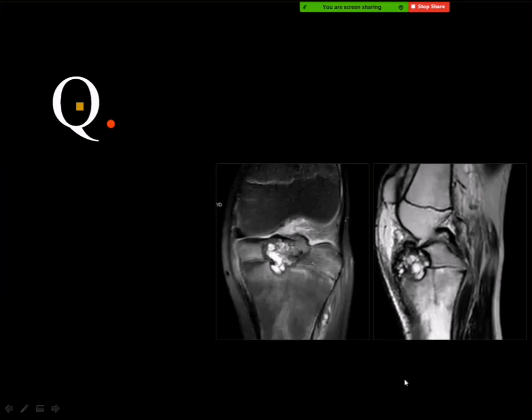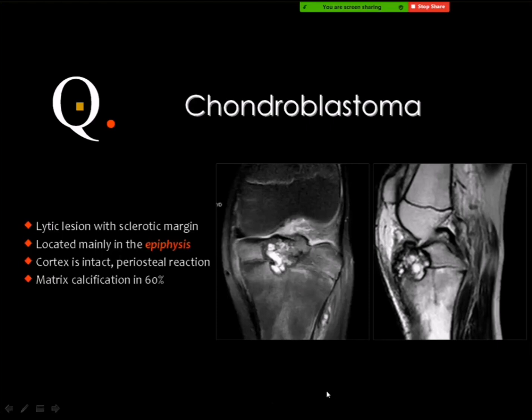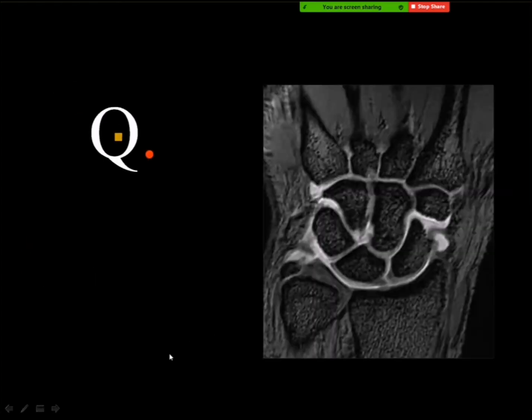Then this is an MRI of the knee, and you get a classic lesion in the epiphysis, which is chondroblastoma. Yes, this is chondroblastoma, which I think is the only epiphyseal lesion seen before the closure of the physis, and the lesion is mostly confined to the epiphysis. Sometimes it may cross the physis into the metaphysis if it is a little bit large.